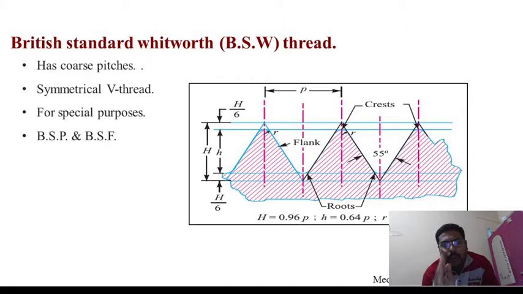So H is equal to 0.96 P, meaning H is 0.96 times the pitch. Small h is equal to 0.64 times the pitch. These are the parameters we are using on this type of BSW thread. Then what is the angle of the thread? It is 55 degrees. So the angle from one thread flank to the other is 55 degrees. This is the British Standard Whitworth thread. There is no parameter change. The main purpose of using it is high quality threads.